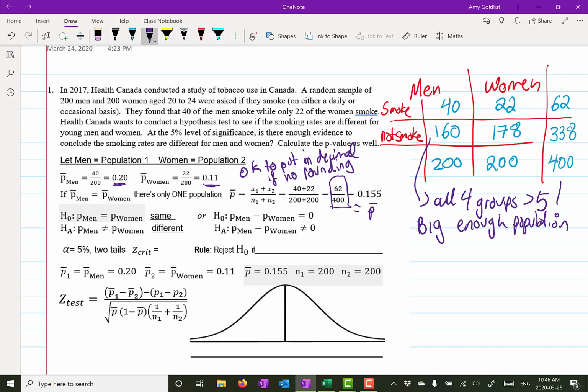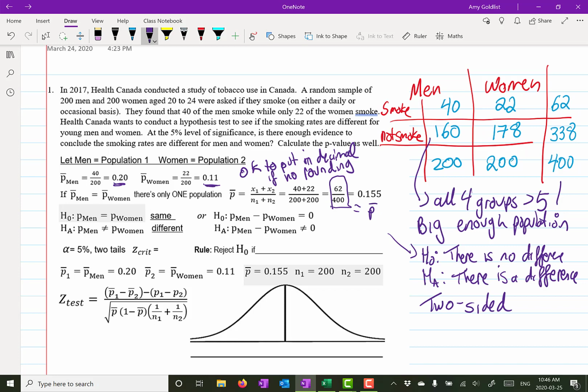Our hypothesis tests, I'm going to put this here. The null is there is no difference. The alternative is there is a difference. And I'm going to note, if we wanted this to be a one-sided test, we could say something like men smoke at a higher rate than women. That's a one-sided test. But here we're going to do a two-sided. So we've got this. We've got our hypothesis. Our alpha is almost always 5%.